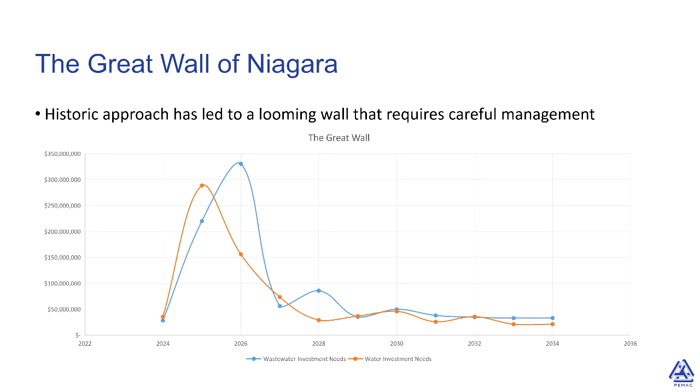Okay, let's get into the challenge. I like this graphic here. It illustrates quite well what we're dealing with. What these lines are showing is our capital budget, so the capital expenditure going forward. The blue line is wastewater spending, the orange line is water spending, and this came from our budget book last year.